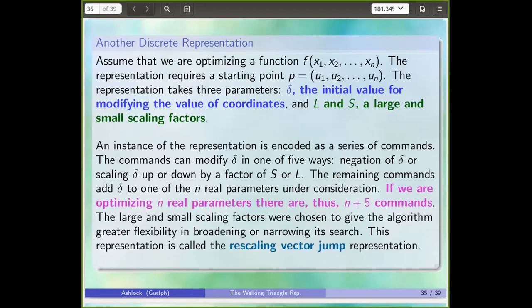And there are five commands that are always there: negate the coordinate value, or scale it up or down by a factor of S or L. The remaining commands say add delta to one of the n real parameters under consideration. So that gives us n plus 5 commands, which is a very reasonable number, again, linear in the dimension. And it works better with two scaling factors than with one. That's something we actually tested. I'm going to call this the rescaling vector jump representation. We have one paper on this, which is currently being reviewed.